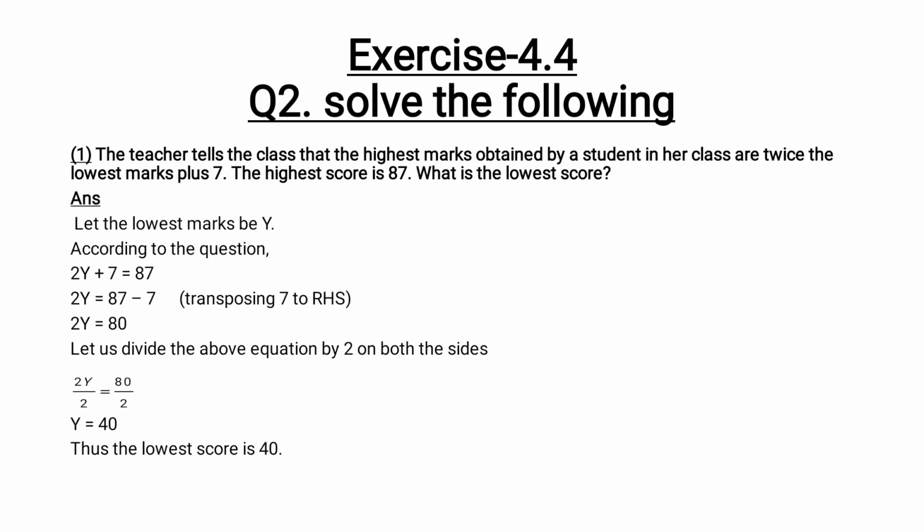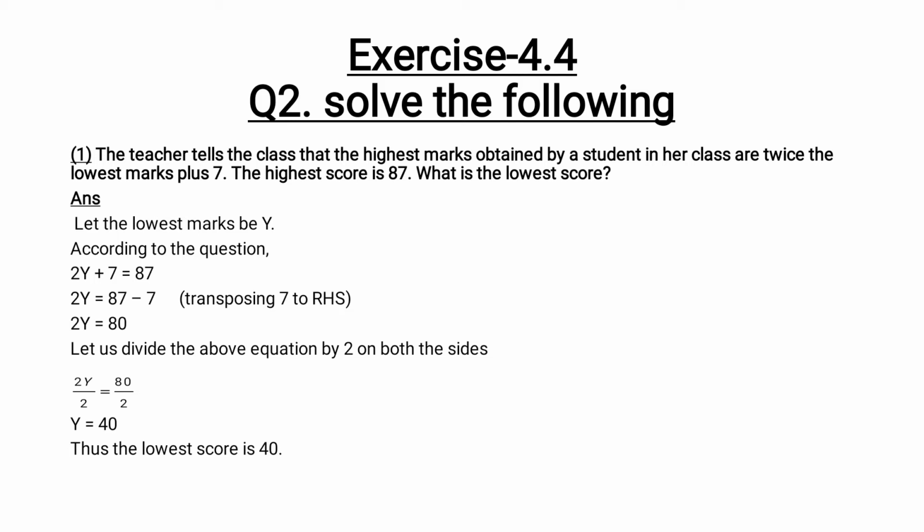Question 2. The teacher tells the class that the highest marks obtained by a student in her class are twice the lowest marks plus 7. The highest score is 87. What is the lowest score? Here let the lowest marks or lowest score be y. Now if we go by the question, 2y plus 7 is equal to 87.